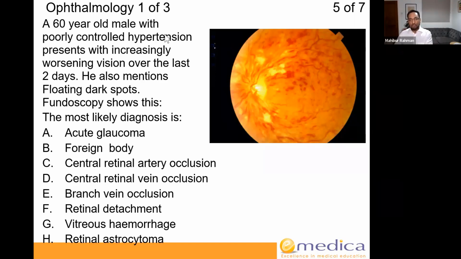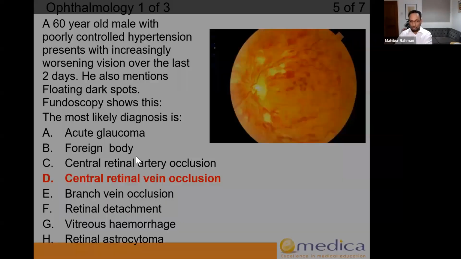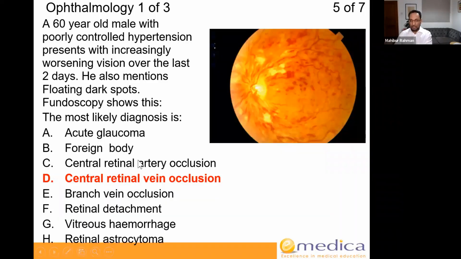Then look at the history. Poorly controlled high blood pressure, worsening vision over 2 days. That's very important, okay? This isn't sudden onset, it's gradual, 2 days. And then they've got floating dark spots. And then you've got the stormy sunset. This is central retinal vein occlusion, okay? D, okay? Second one, again, relaunch the polling.